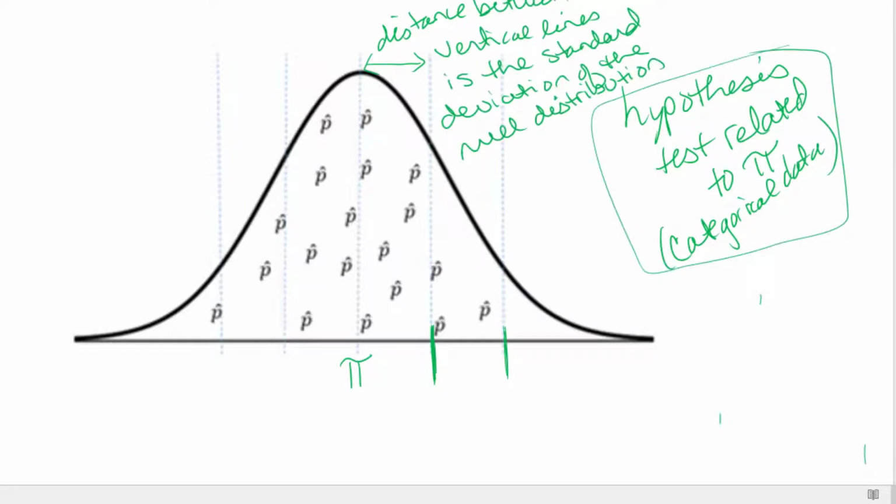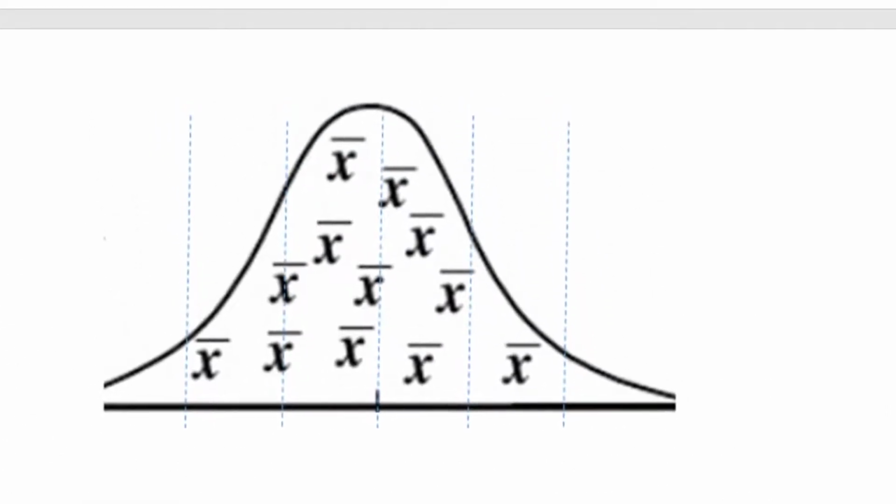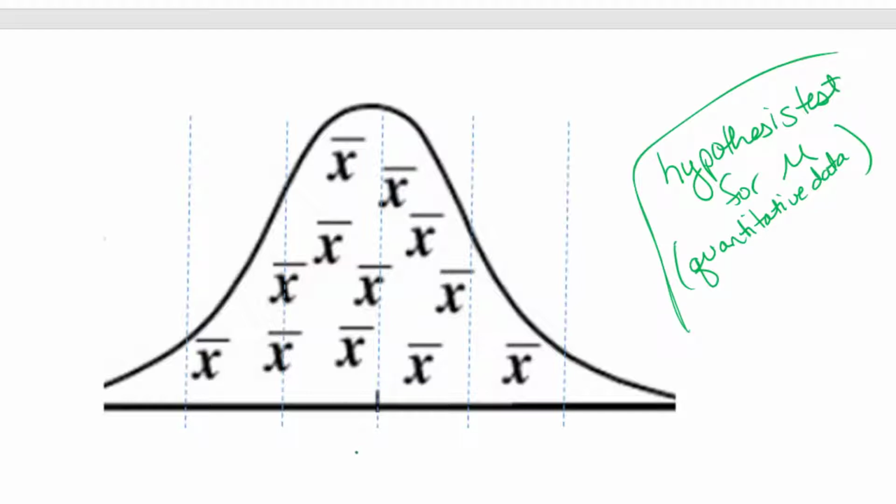Similarly, when we are talking about doing a hypothesis test for a population mean, meaning a hypothesis test for mu, meaning you have quantitative data that you're hypothesizing about, then we know that the value from your null hypothesis that you hypothesized for the parameter is going to be in the center. And now what I'm telling you is that when you find the standard deviation of this null distribution, which you'll be able to get from the applet, this distance between these vertical lines is that standard deviation of the null distribution.